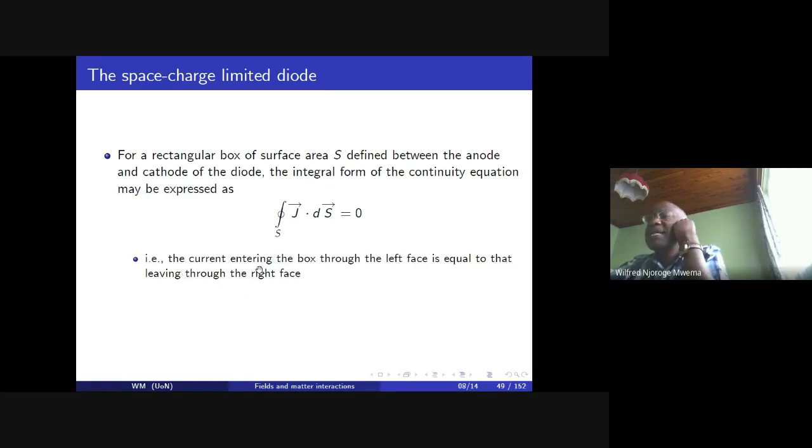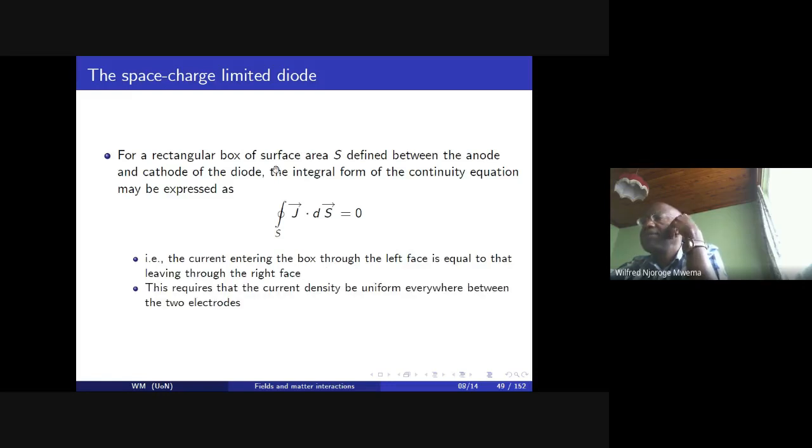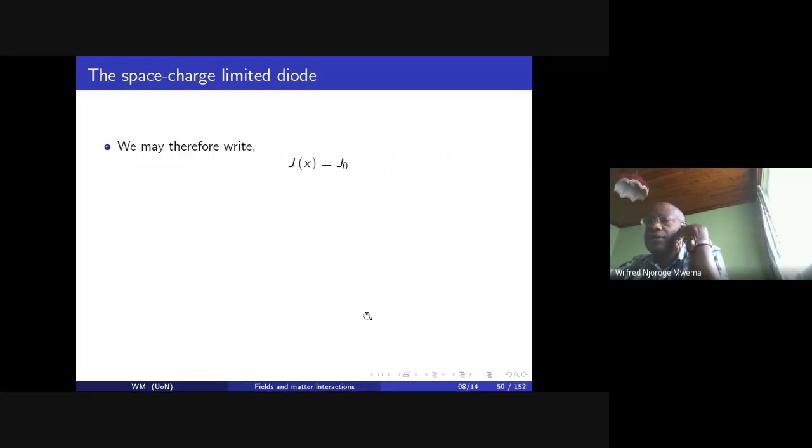This just means that the current entering the box through the left face will be equal to that leaving through the right face. That is, there's no current along the side walls. And this therefore requires that the current density be uniform everywhere between the two electrodes.